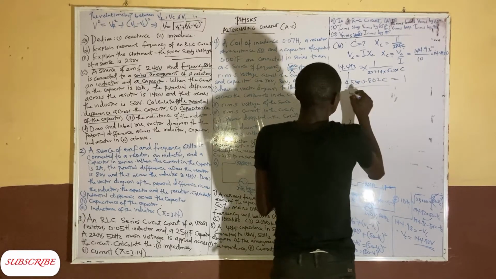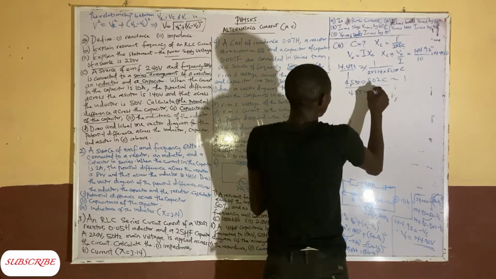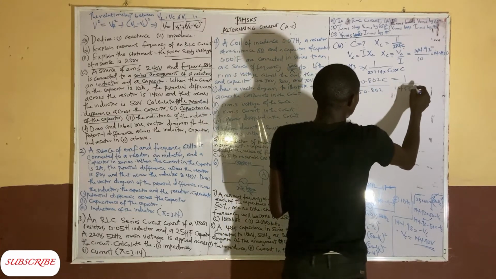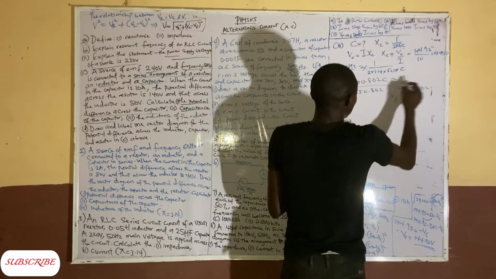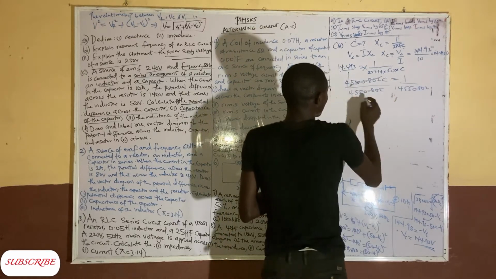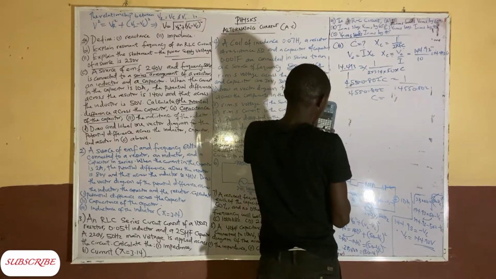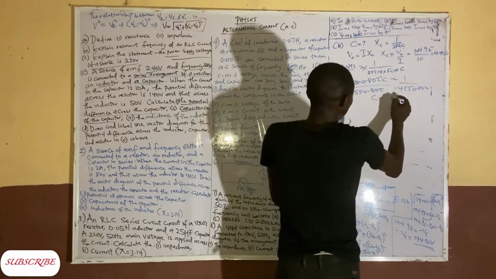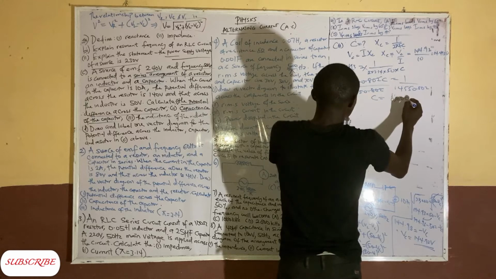So when you divide 1 over 455.802, what do you have? What's your C? C will be equal to 1 divided by that side here, which is 0.000219.